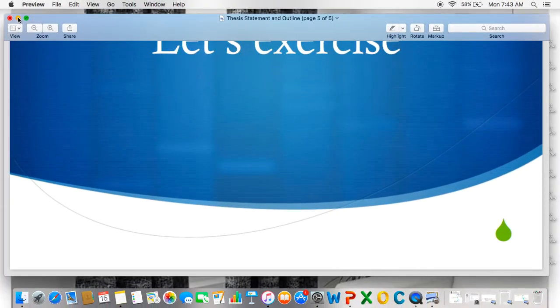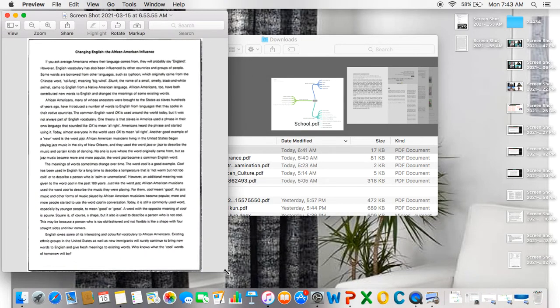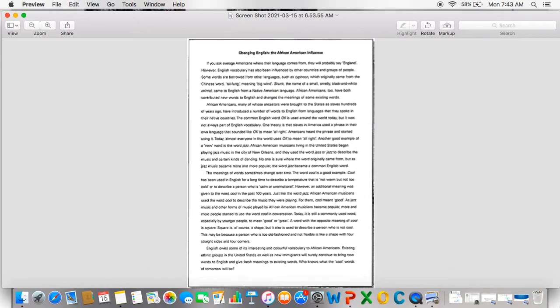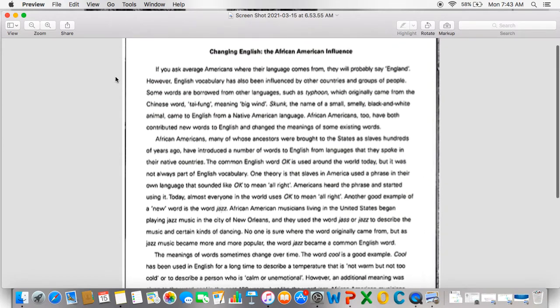For example, I have this one. Let's find it. If you ask average Americans where their language comes from, they will probably say England. Nah, jadi esai ini tentang bahasa Inggrisnya teman-teman African American.